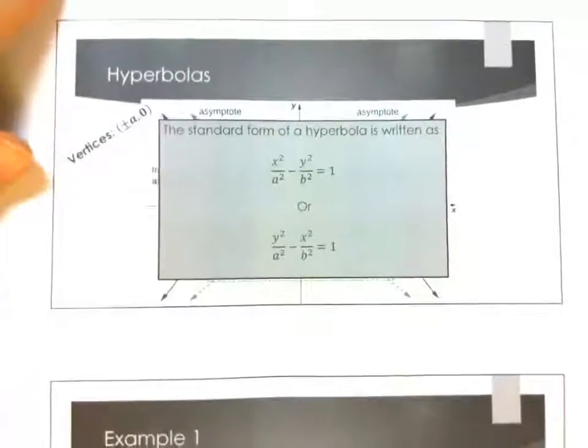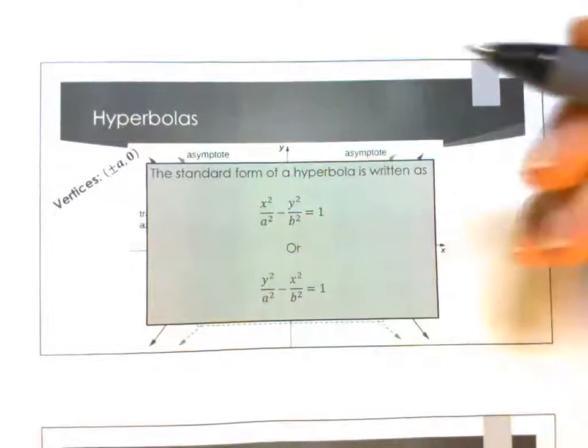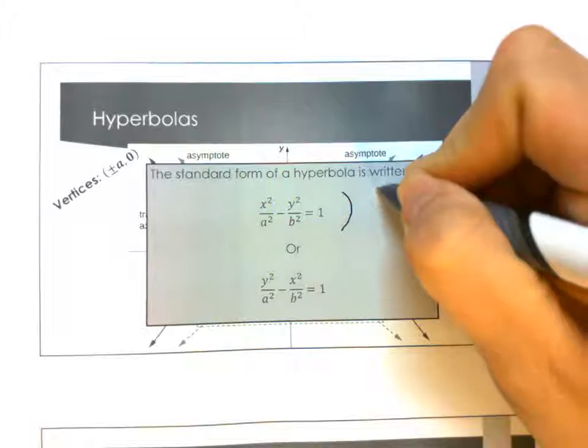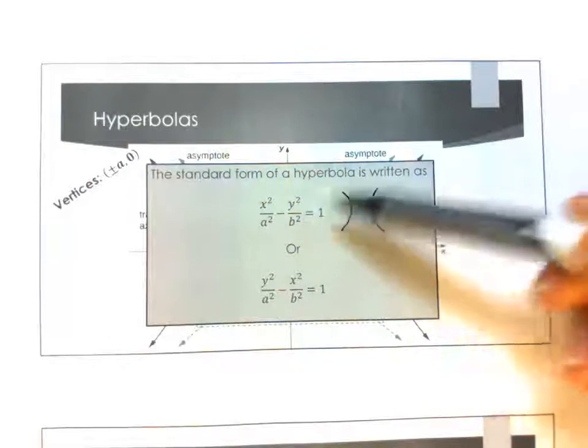There are two different ways to write the equation of a hyperbola, and it's going to come down to, is it opening up and down or left and right? And so here, this equation that we just looked at was one that opened left and right. And so if I were to write the equation of that hyperbola, it would be like this.